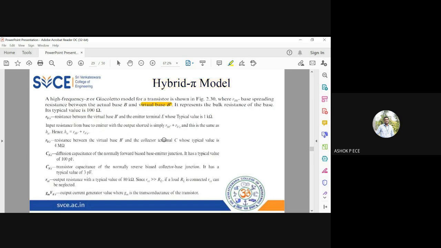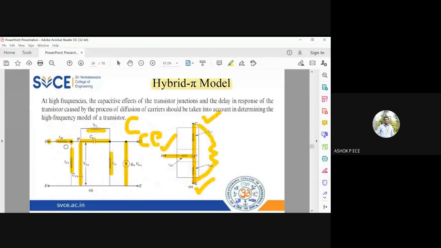Okay, so we have seen all the parameters yesterday. What is R B dash E? It is the resistance between B dash and emitter. And HIE, if you see the input side, these 2 resistances are in series, because when you keep the output open, the output side current is zero. So these 2 resistances are in series. So HIE, the input impedance, will be equal to RBB dash plus RB dash E. So it will be the sum of the 2 resistances here.